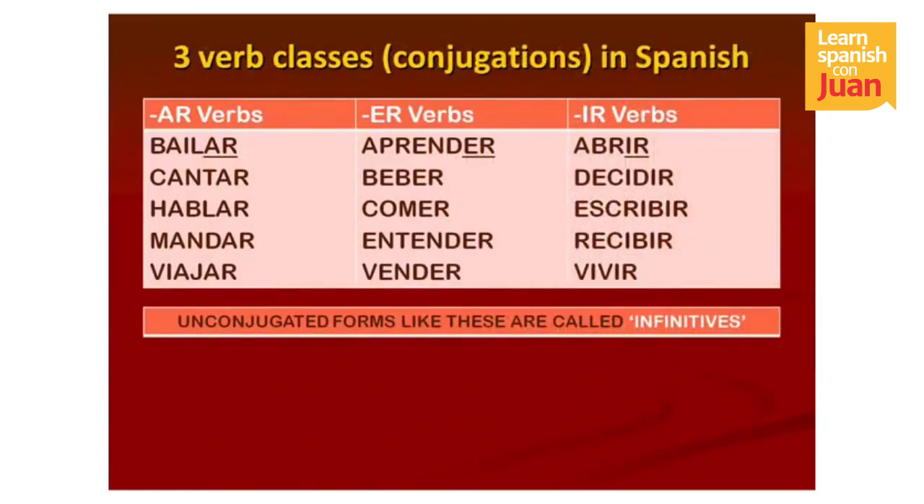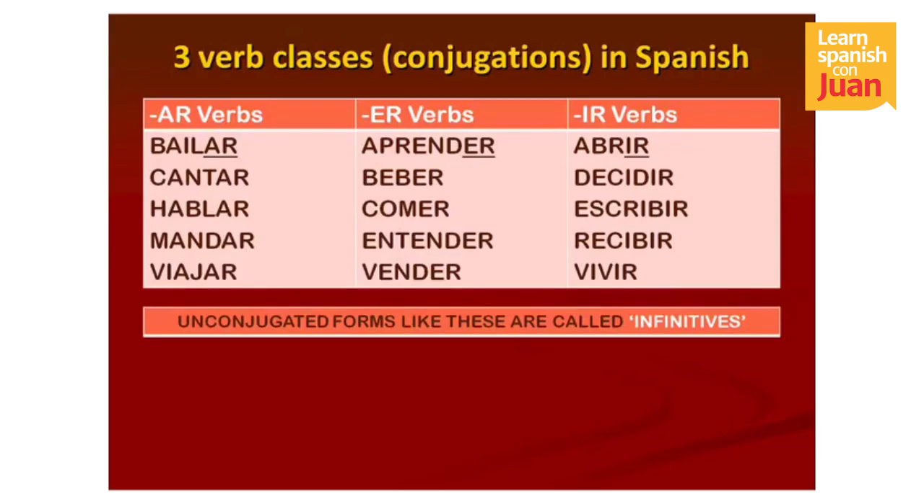I know this is review for a lot of people, but just bear with me. It might not be for everybody. In Spanish, there are three classes of verbs. We have verbs that end in AR, verbs ending in ER, and verbs that end in IR. Technically, these three classes are called the first, second, and third conjugations. But to avoid confusion, I usually refer to them as verb classes or simply as AR, ER, and IR verbs.